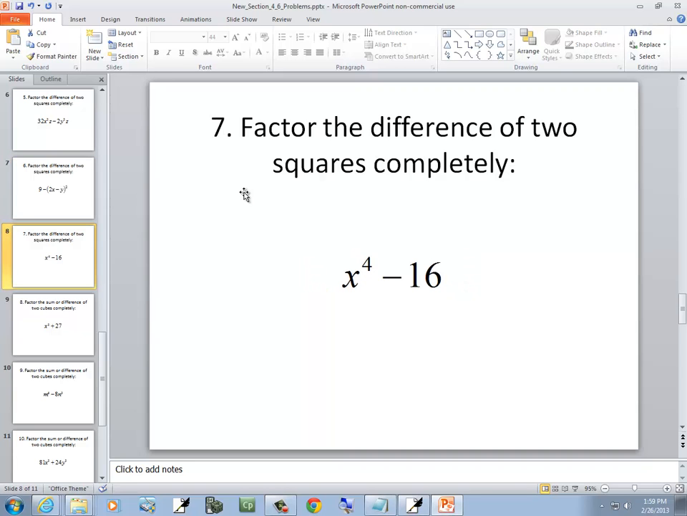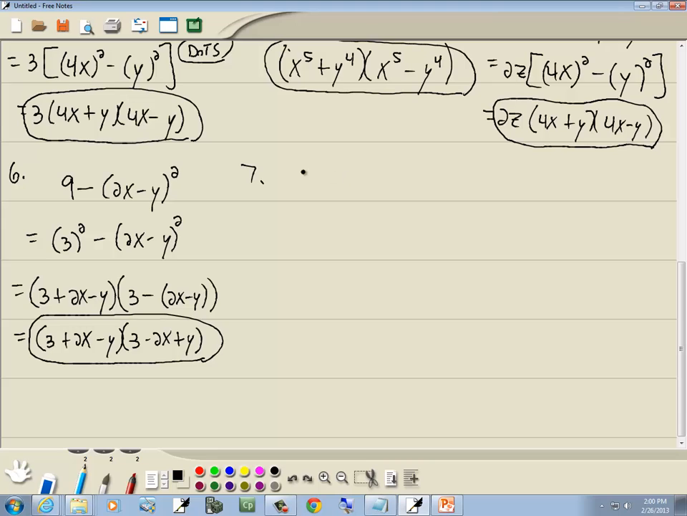Okay, one more difference of two squares. We got x to the fourth minus 16. GCF: there is no GCF. Grouping: 4 or more terms, that doesn't fit. PSD and key number: both 3 terms, that doesn't fit. Dots: 2 terms with a minus between them, that fits. So we're going to try to write it as something squared minus something else squared.